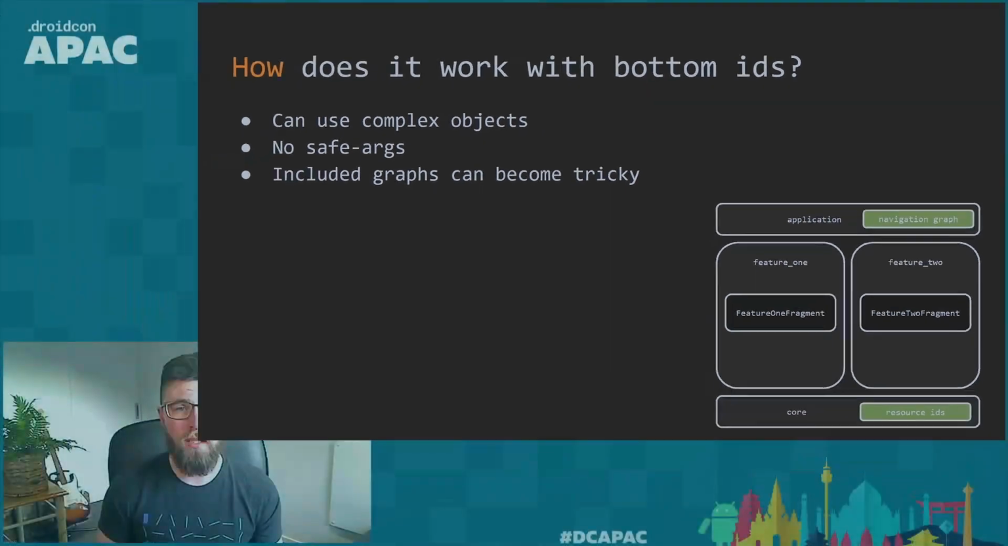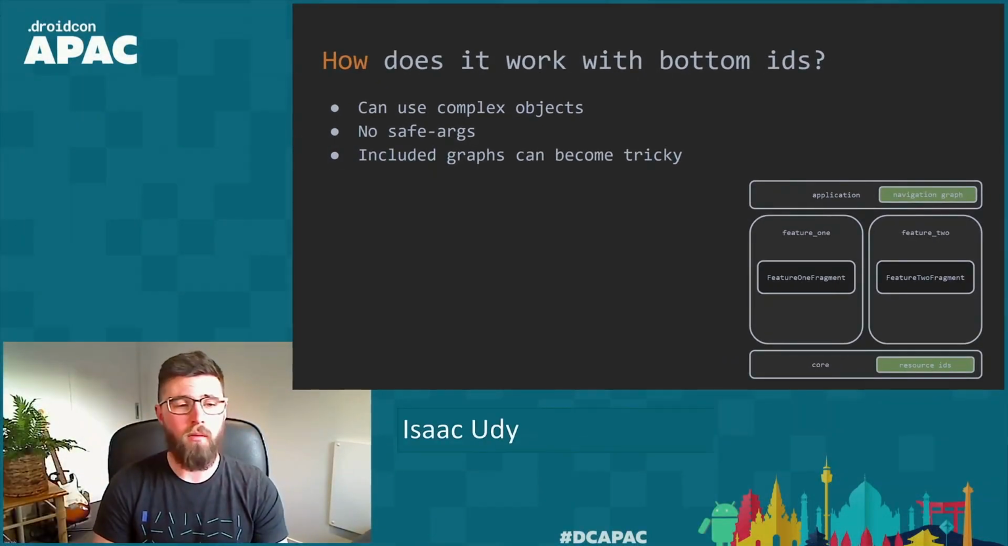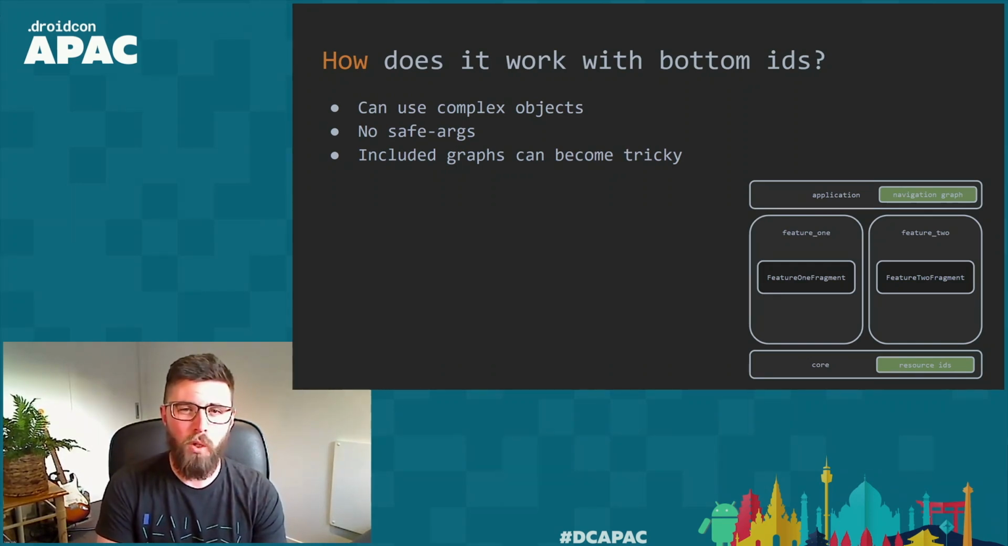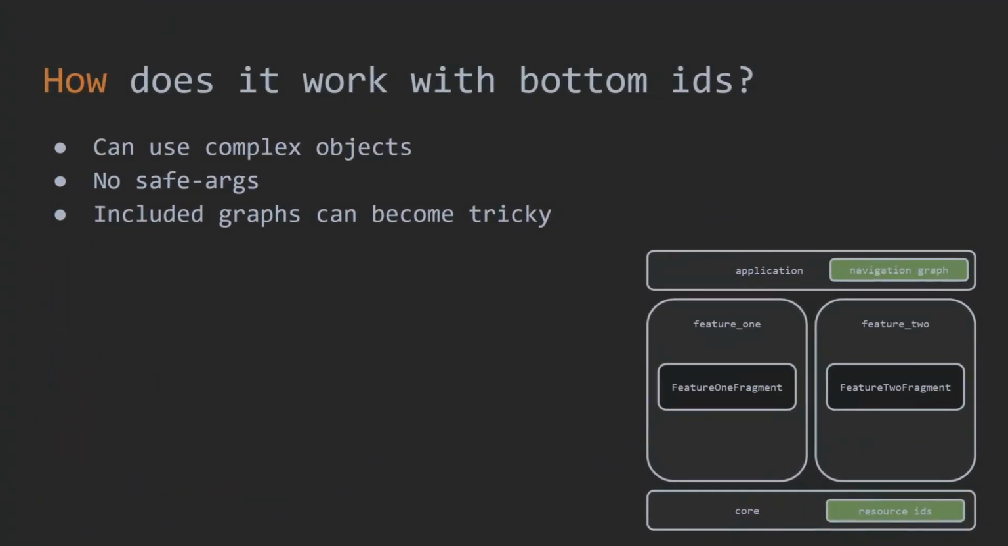It's great that we can use more complex objects. We can throw any parcelable we like into our arguments. But that's really the only upside I see with this solution. We don't get to use safeargs using this solution, at least not in the way that I've described it. And while it is possible to get safeargs sort of halfway working, like in the deep linking example, we need to start using included graphs, which can become quite tricky due to the way the action scoping works between included graphs.